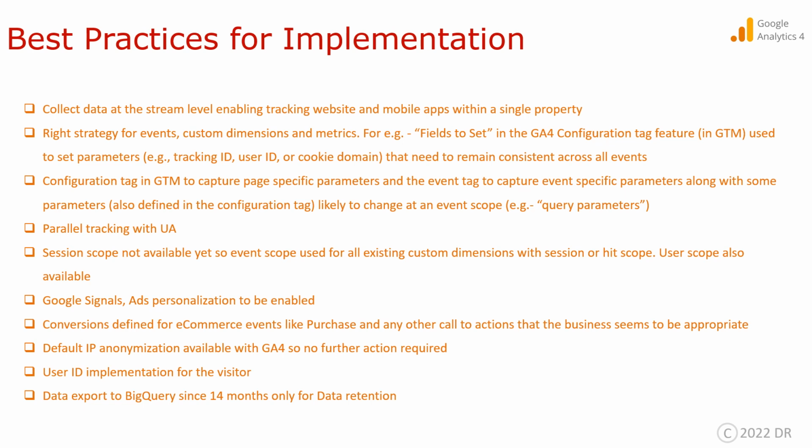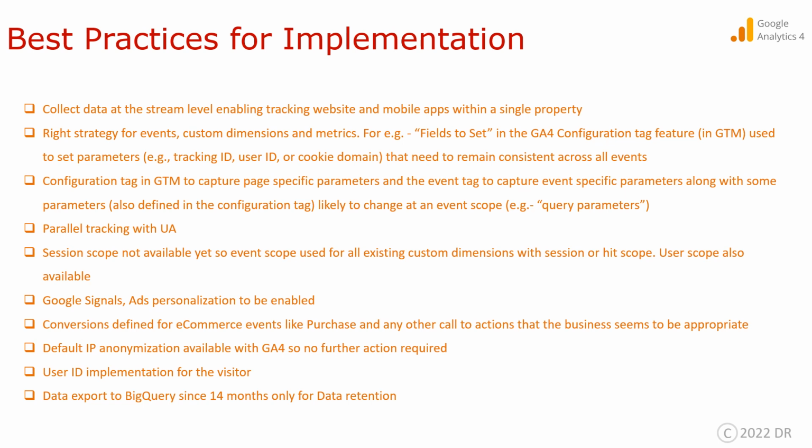each individual client. The next one is that as a general rule, we are enabling the Google signals and the ads personalization, but it can vary from client to client. The next one is conversions. So you have to define conversions. Previously, you used to have goals, but now you have conversions. So you define it for any e-commerce events like purchase or any other call to action items. It could be sign up as well. It depends upon the goals that you have defined for your business, right?